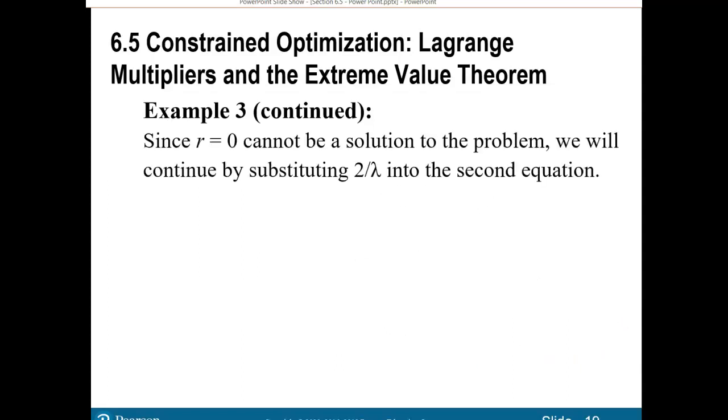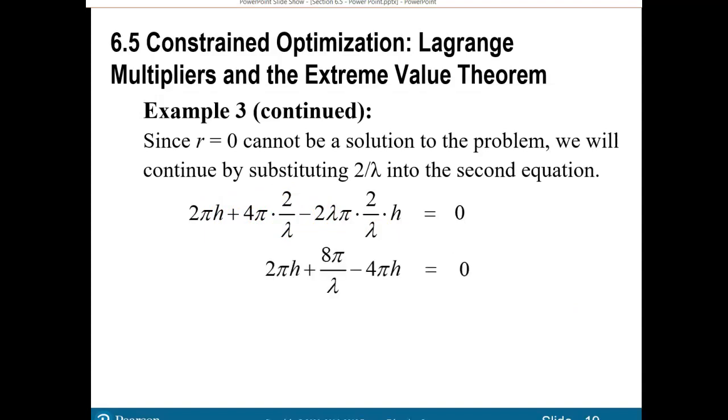Since r equals 0 cannot be a solution, we'll continue with our problem by using 2 over lambda as our r value. So we're going to plug that into our second equation: 2 pi h plus 4 pi, plugging in the r, minus 2 lambda pi, again plugging in the r, h. This was our partial with respect to h, with the r value plugged in. We're going to clean that up here. So we get 2 pi h, plus 8 pi over lambda, minus 4 pi h. The lambdas cancel here, equals 0.